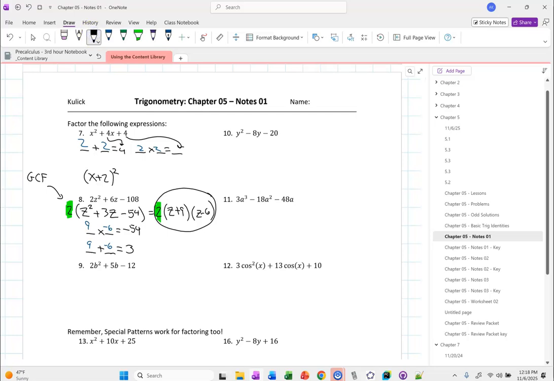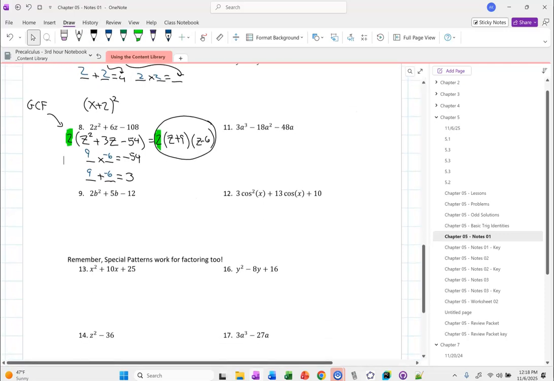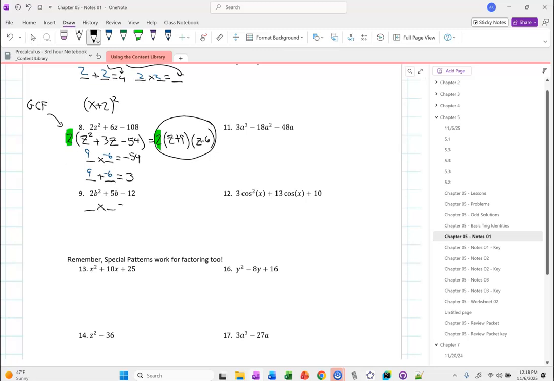Okay. What about 2z squared plus 5z minus 12? Can't factor out the 2. How does that change our process? When you multiply the first one and the last one? So now we're going to look for the 2 numbers that multiply to the coefficient from the front times the coefficient at the end, but still add to give us the middle.